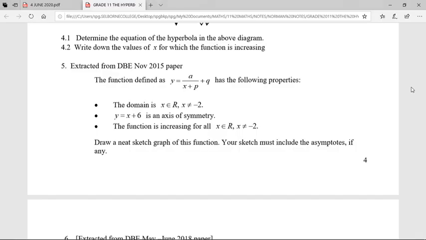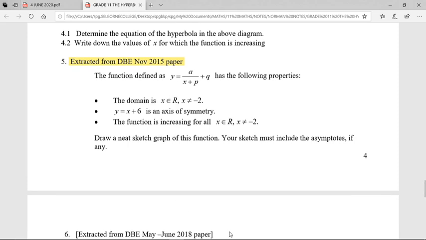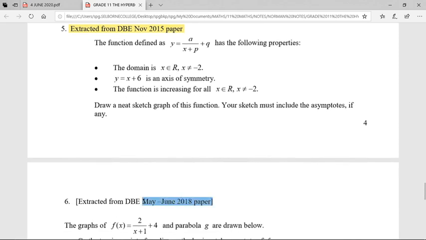Hey grade 11s, I decided just to make a video going over exercise 2, number 5 and 6 from your hyperbola notes. It would have been the last two exercises of your hyperbola notes, I think, and it's from past papers. So you'll see that number 5 was from a November 2015 paper, and then number 6 is from the May-June 2018 paper.